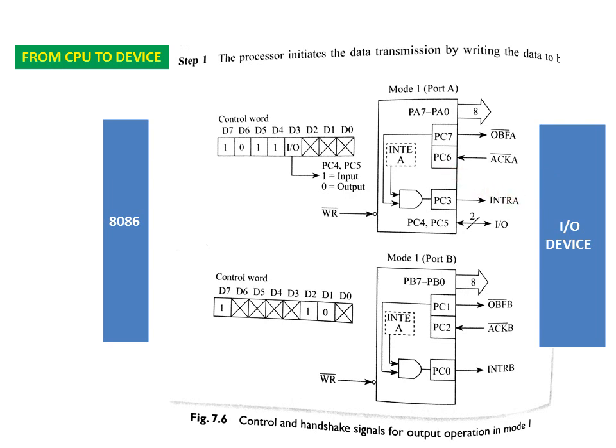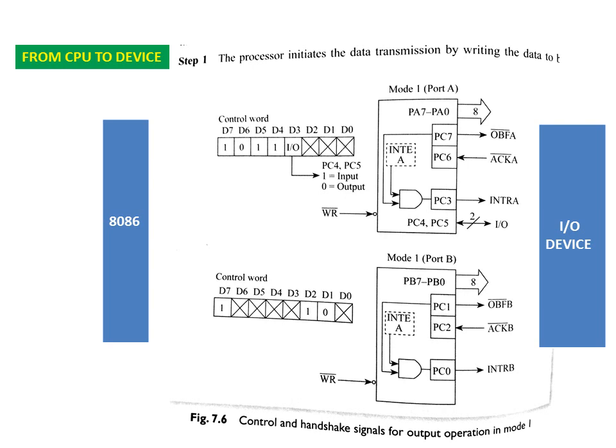Then the next, third step. Once the acknowledgement is taken by the 8255 interface unit, it will immediately give the interrupt signal INTRA to the 8086 microprocessor. That interrupt signal indicates that the IO device has read the data which the 8086 processor sent.